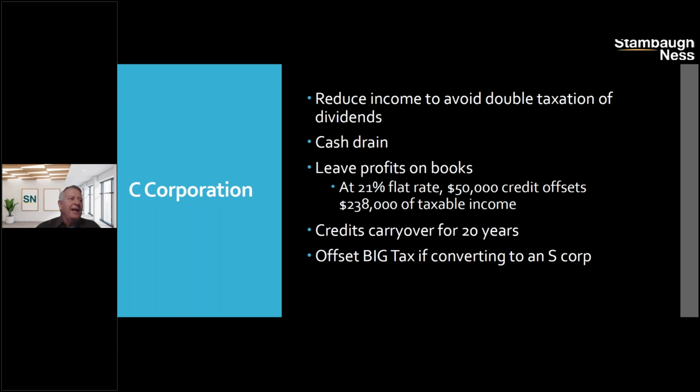Well, if you do the reverse math, the reciprocal of 21%, $50,000 will cover $238,000 of taxable income. That's a lot of cash that we can keep on the books and still not pay any taxes and have a much stronger looking balance sheet.